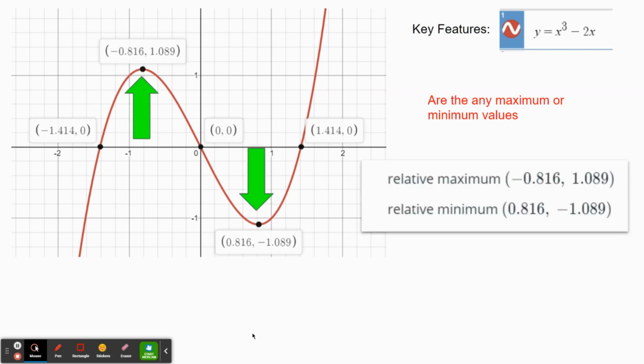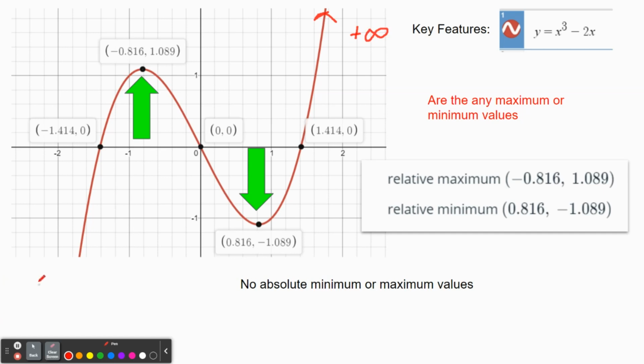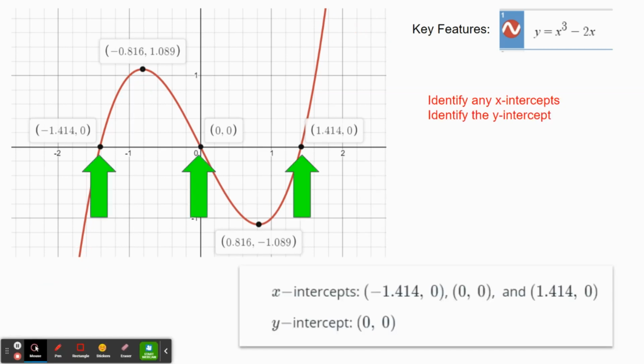So we will call it a relative maximum and a relative minimum because there are lower and higher points to both of these points. The highest absolute point we'll call an absolute maximum or an absolute minimum. There are no absolute minimum or maximum values. This function will continue on to positive infinity. There is no high point, and it will continue on until negative infinity. There's no low point. In a parabola, you definitely have an absolute minimum and maximum, but not in this particular function.